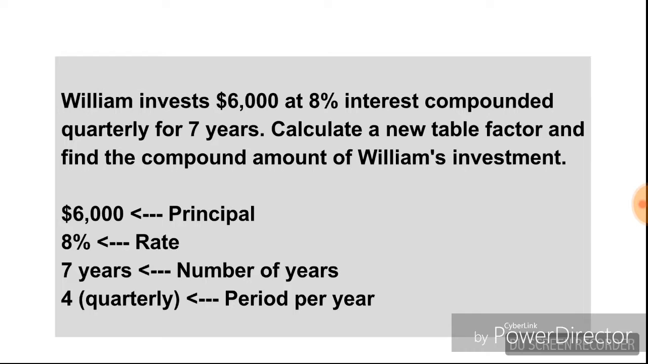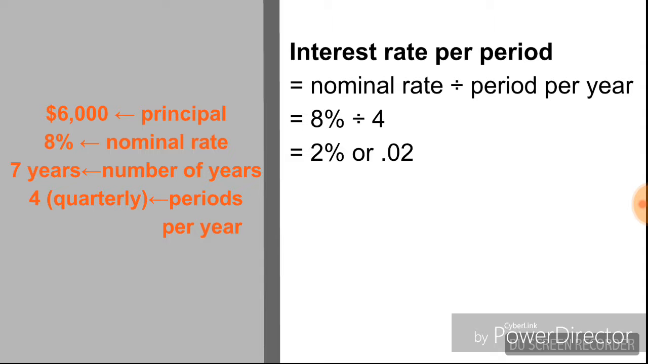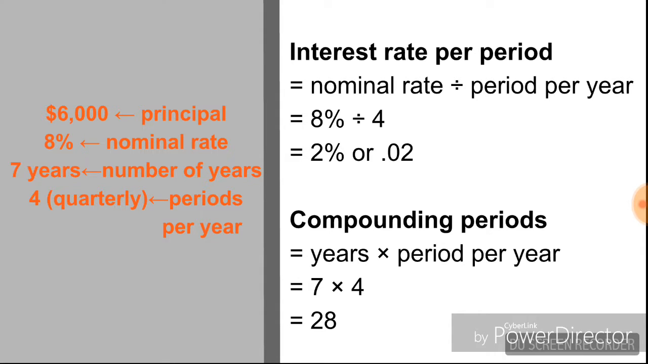In this problem, we have $6,000 as the principal, 8% as the rate, 7 years as the number of years, and 4 as the number of periods per year. To calculate the interest rate per period, we divide the nominal rate by the number of periods per year. 8% divided by 4 equals 2% or 2/100. To calculate the compounding periods, we multiply the number of years by the number of periods per year. 7 times 4 equals 28.